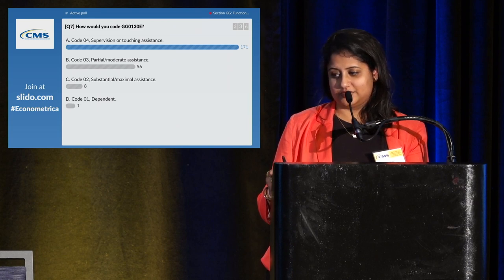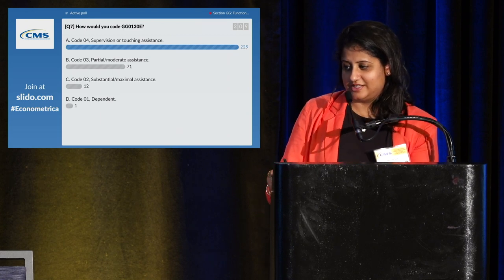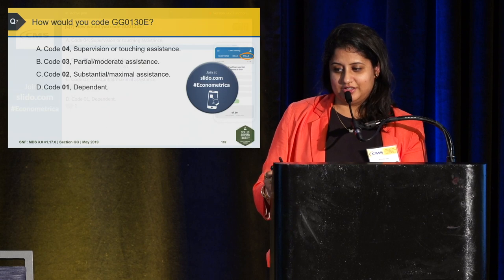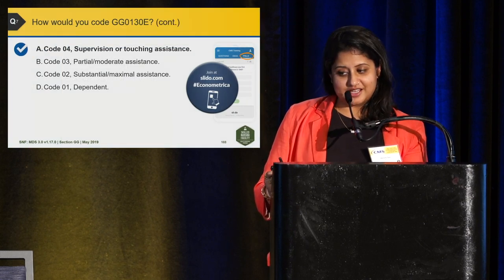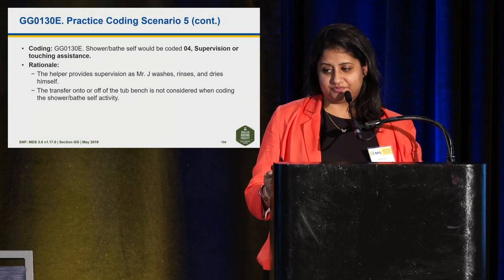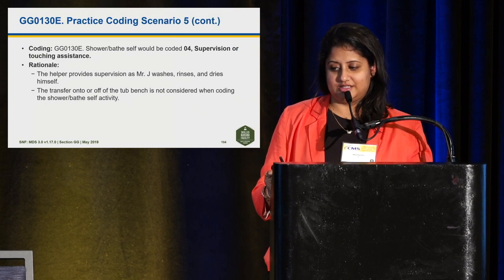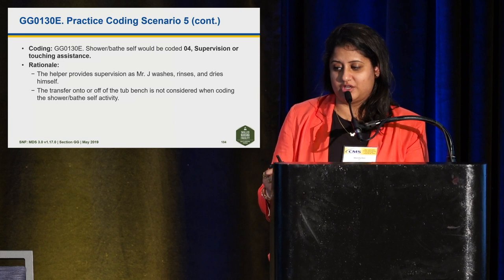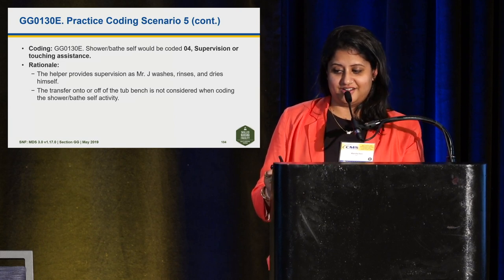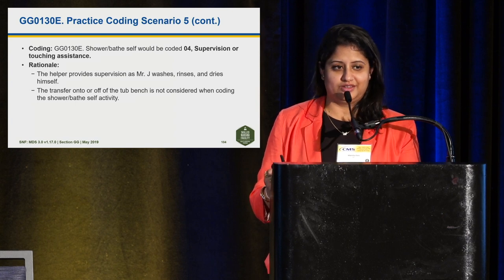All right. Seems to be some back and forth. Let's look at what the correct answer is. The correct answer is actually A, 04, supervision or touching assistance. The rationale behind this is the helper provides supervision as Mr. J washes, rinses, and dries himself. Remember that transferring on and off the tub bench is not considered when coding this activity.